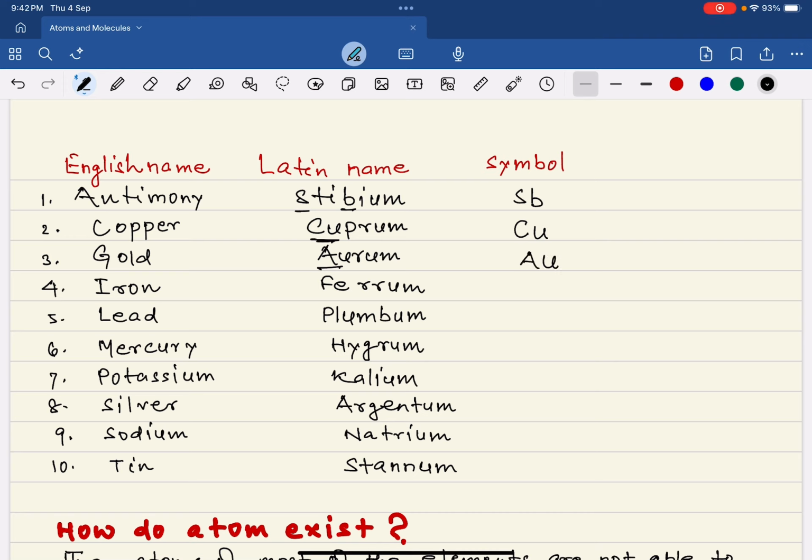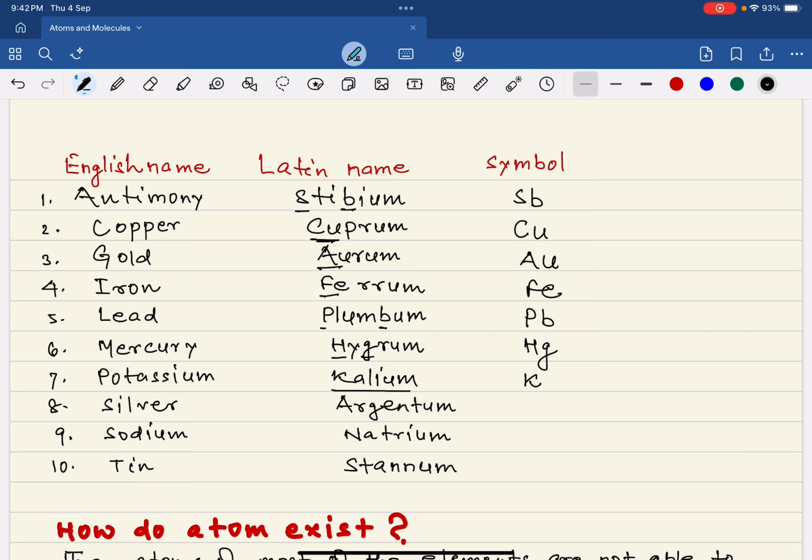In case of iron, the English name is iron and the Latin name is ferrum. So, the first two letters, Fe, are used. In case of lead, that is plumbum, the first letter P and B, Pb, is used. In case of mercury, the Hg term is used. In case of potassium, the Latin name is kalium. So, only K is used.